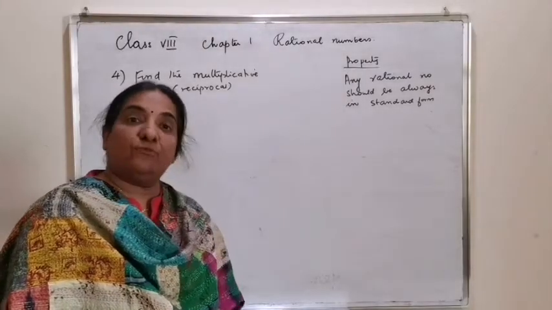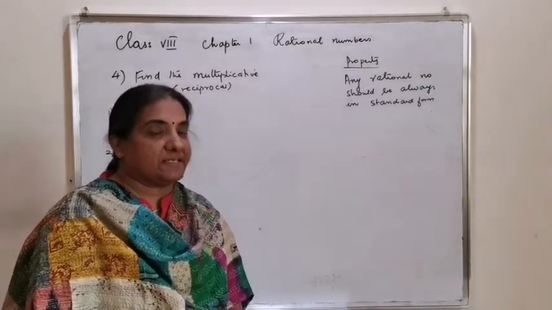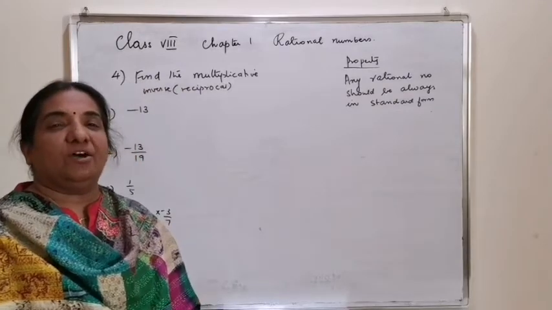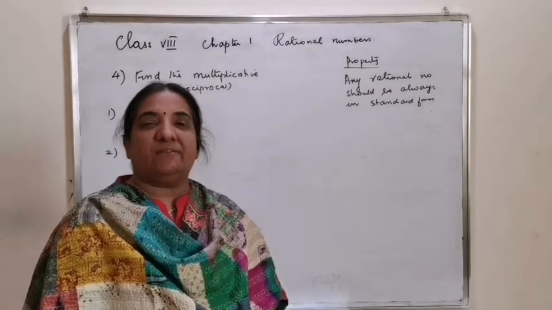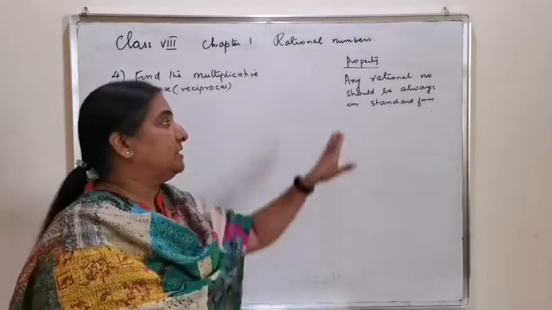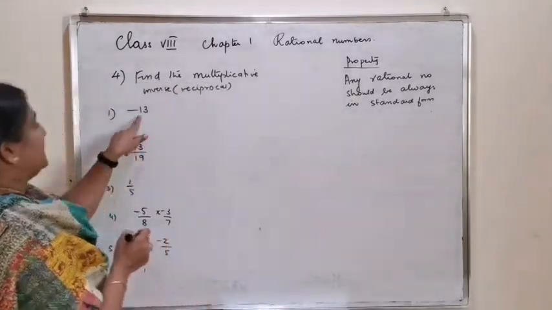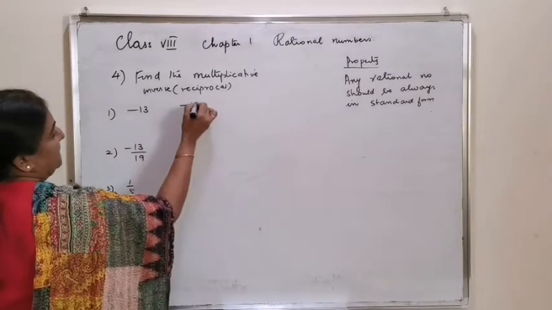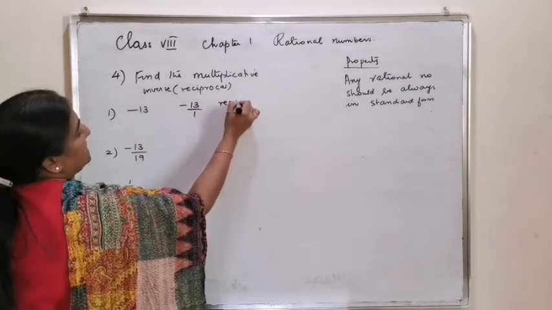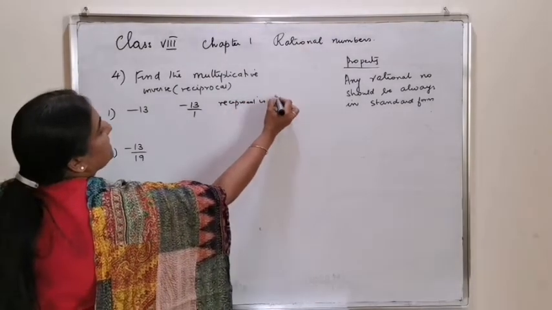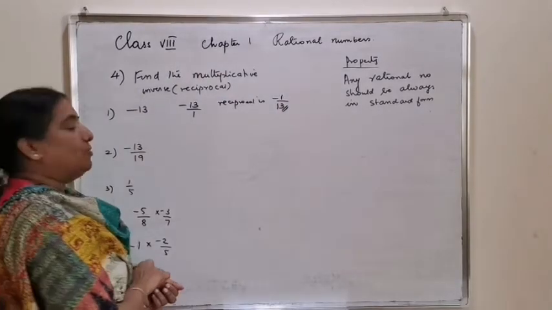Question number 4. Find the multiplicative inverse. The multiplicative inverse means a reciprocal. Only the numerator and denominator number changes. There is no change for the sign. Sign will not be disturbed. But make sure that the rational number should always be in the standard form. Minus 13 is the same as minus 13 by 1, and the reciprocal is minus 1 by 13. Sign should always be retained on the numerator.